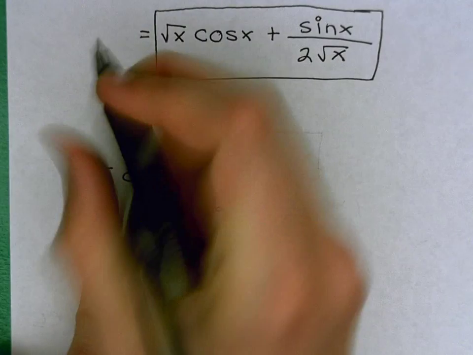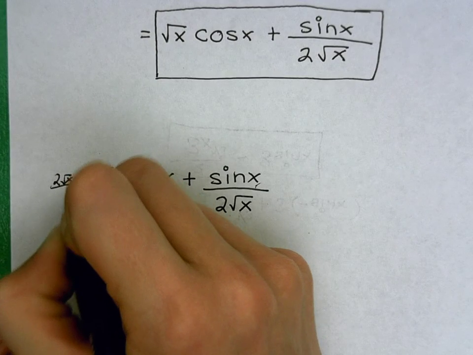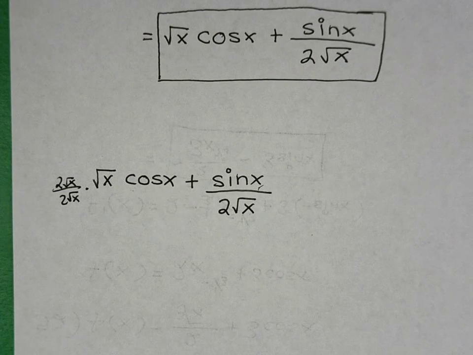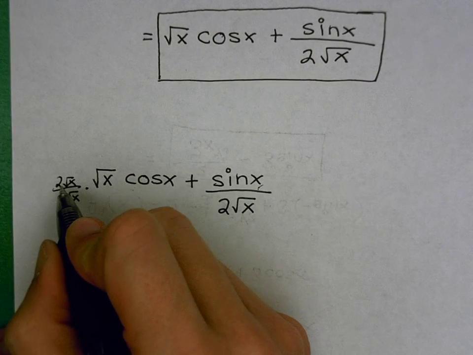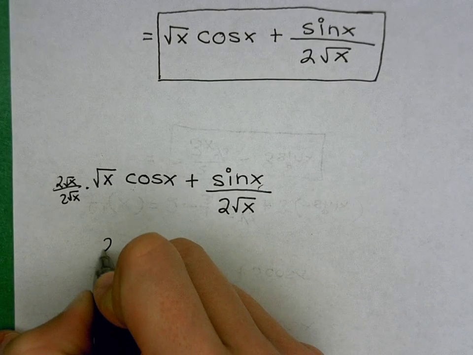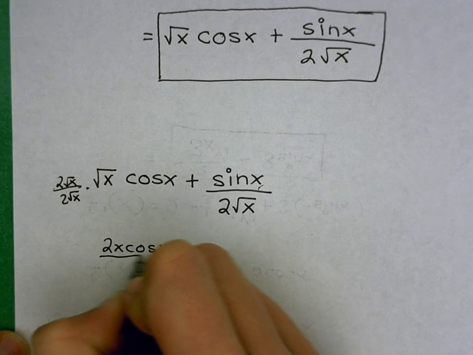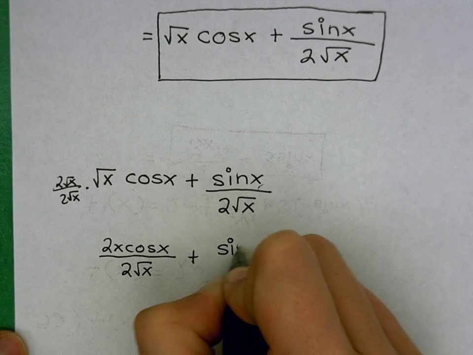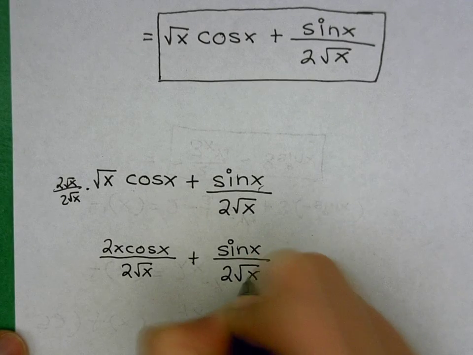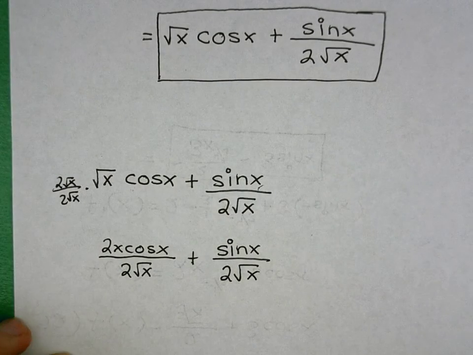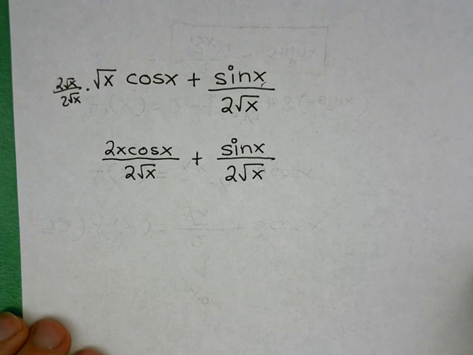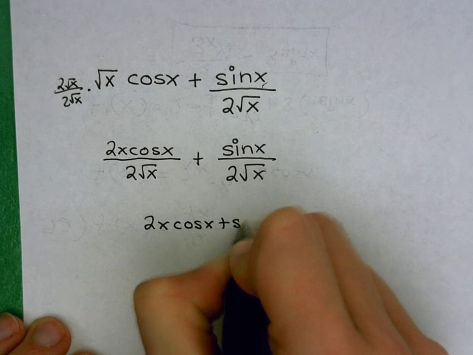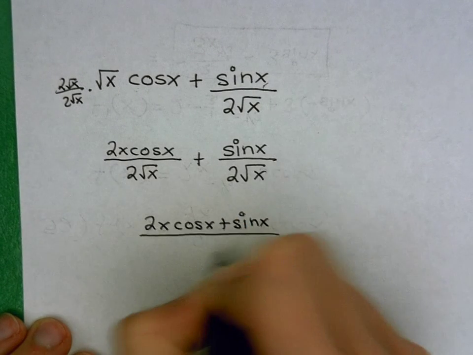So to this first term, I'm going to go ahead and multiply 2 root x over 2 root x. And I'm multiplying this first term by 1, which isn't changing the term at all, right? It's an equivalent term. Okay, so 2 root x times root x is 2x cosine x over 2 root x. And over here we haven't changed this second term at all. It's still sine x over 2 root x. And now that my two terms have the same denominator, I can combine them into one term, and so we would have 2x cosine x plus sine x all over 2 root x.